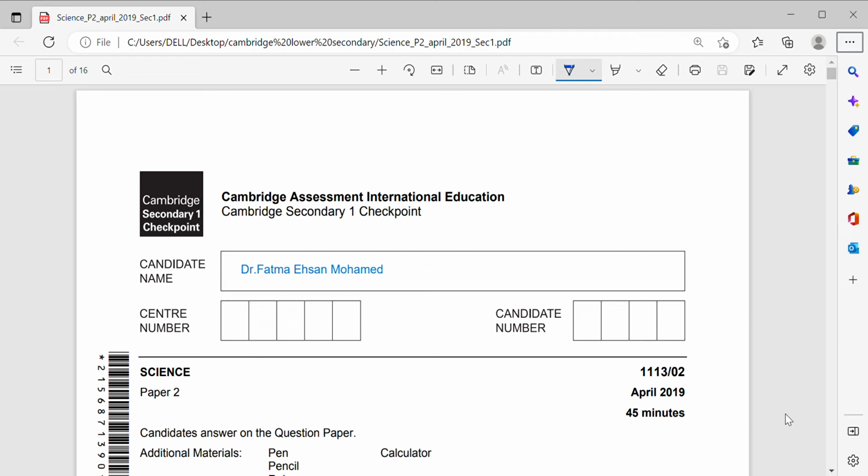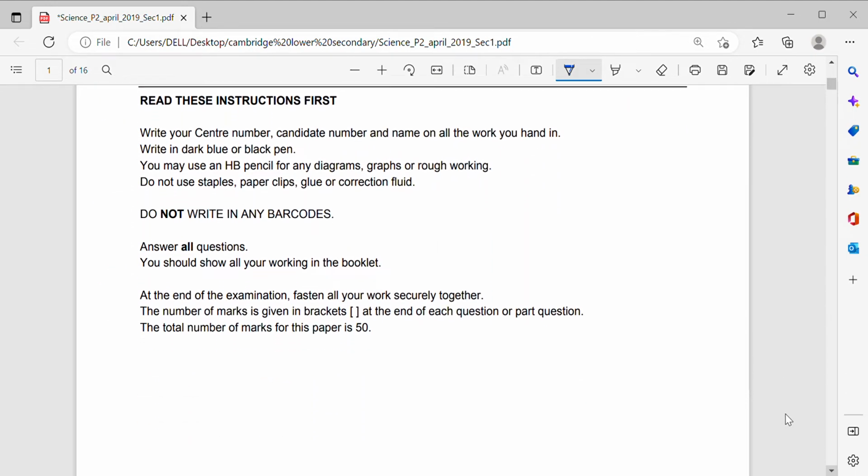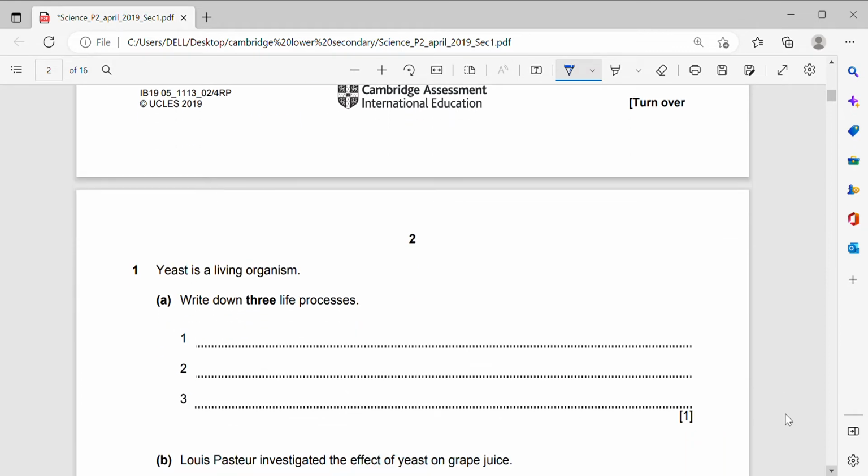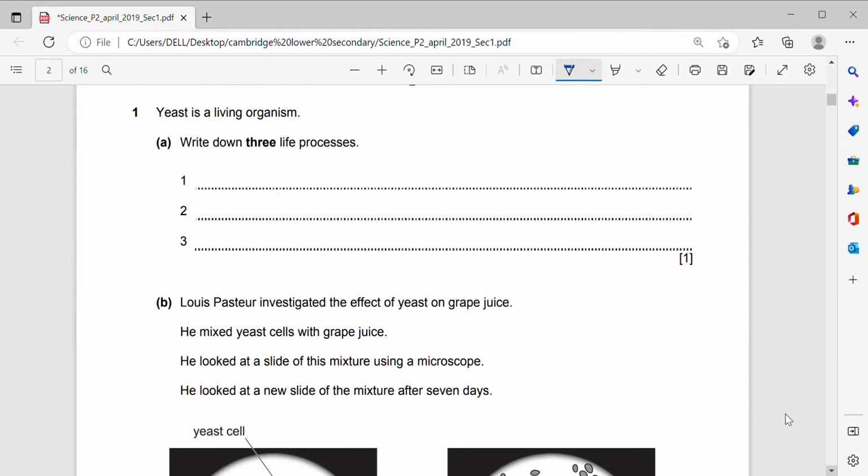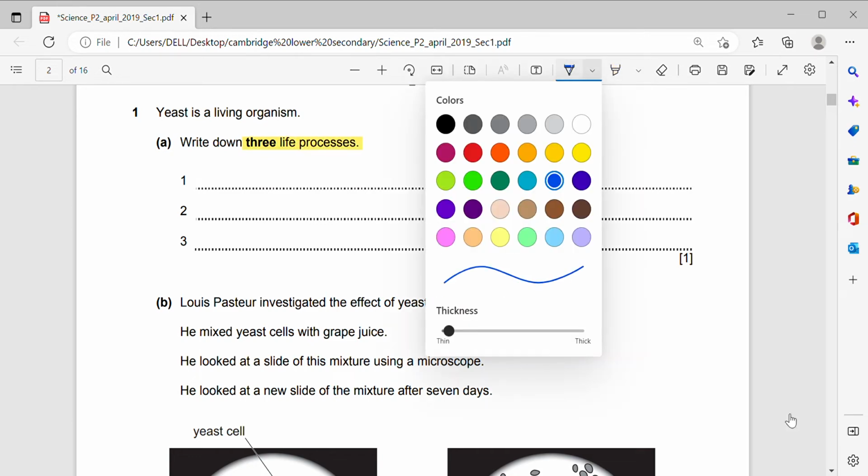Today we are going to solve together Cambridge Lower Secondary Checkpoint, April 2019, paper 2. Question number 1. Yeast is a living organism. Write down 3 life processes. عاوزين 3 life processes. قبل ما نكتب اللايف processes تعالوا نراجعهم مع بعض.